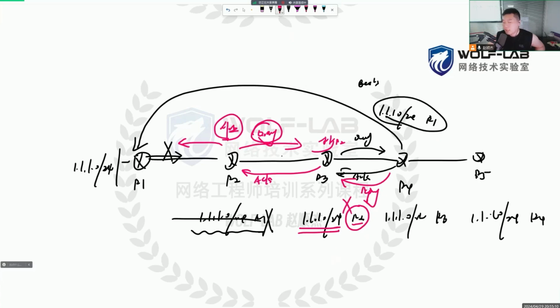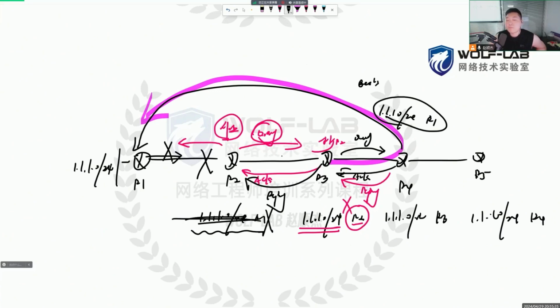Then we reply to our R2 again, with a reply message. Then R2 knows there are other paths to 1.1.1.0. I can't receive the 1.1.1.0 route here. This entry is not available. I found another path that can access 1.1.1.0, then immediately switch paths, towards R3. So the routing entry is alive again.